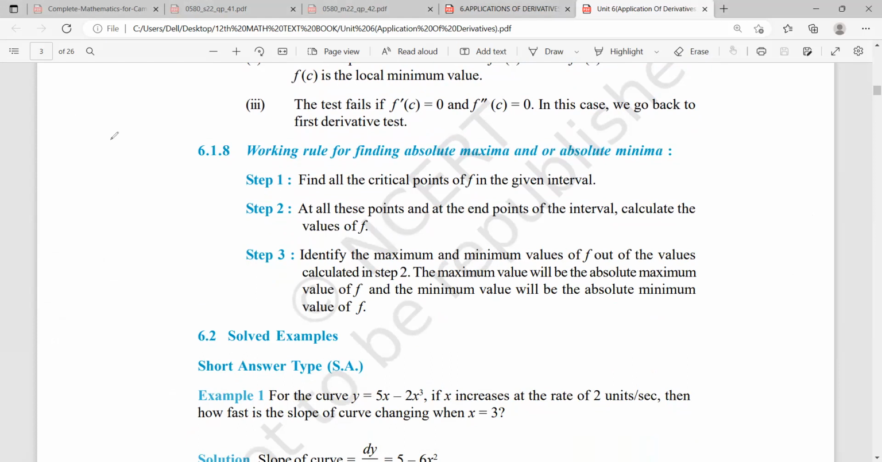From A to B, you have to take all the points. From A to B, you should take all the points, right? Yes, sir. Including A and B. Including A and B, and you have to substitute and check. Second derivative test is not required, like this.